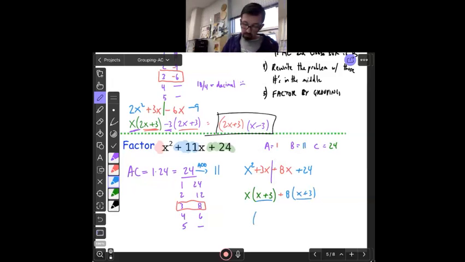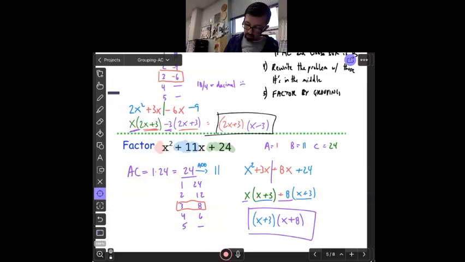Okay, so those x plus 3's come together, and then the leftovers come together. x plus 8. These have nothing in common. These have nothing in common. Okay. x times x is x squared. 3 times 8 is 24. 3 plus 8 is 11. There is a quick way to check that. Or the full way to check it would be to FOIL it out.